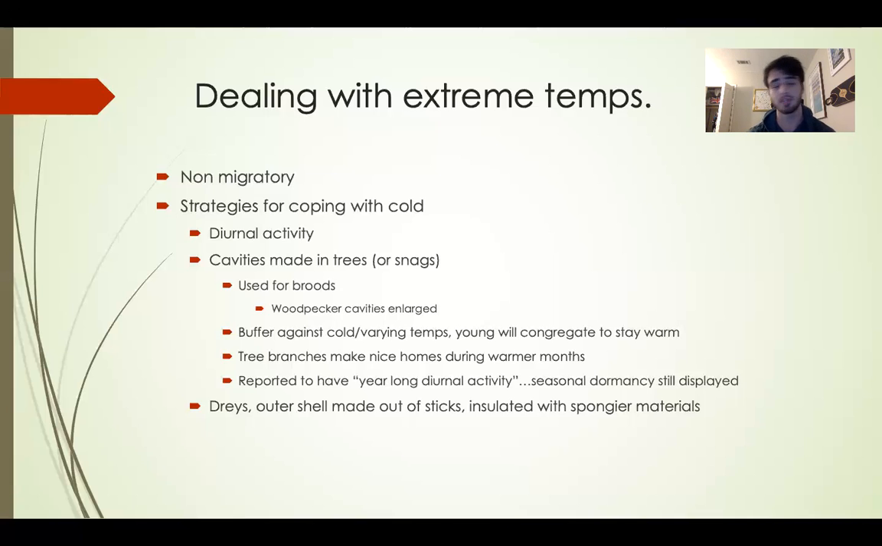Also, they will make something called drays. Hopefully I'm pronouncing that right. On the ground, they make an outer shell, almost like a semi-sphere-esque home, where the outer shell is made out of sticks, just stronger, more rigid material, and the inside is insulated with spongier material like mosses. So they have this whole insulation system going and this buffer from the environment that they will use to deal with varying temperatures as well. Also, when it's warm, they will make homes on tree branches.